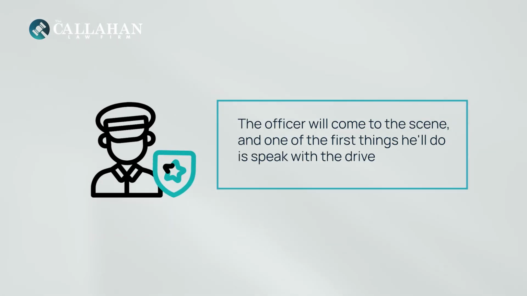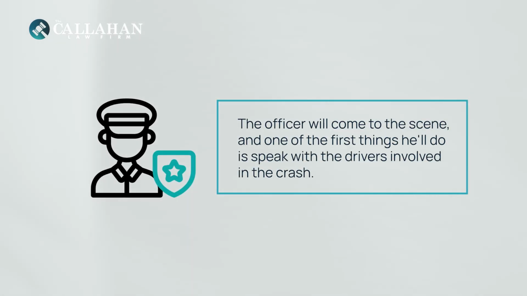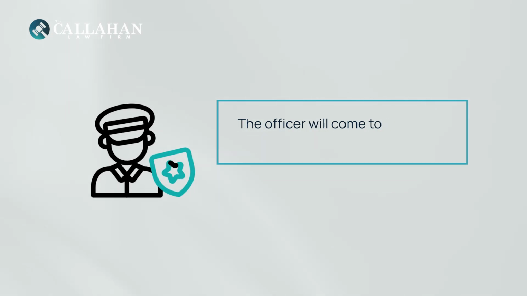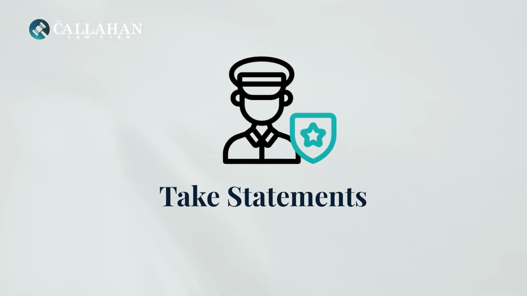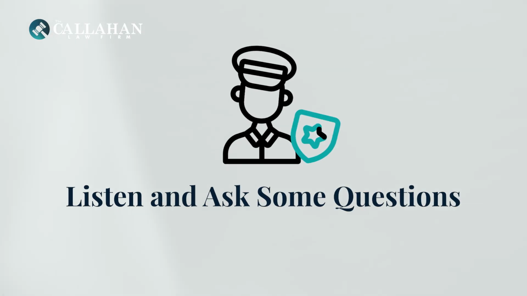So the officer will come to the scene, and one of the first things he'll do is speak with the drivers involved in the crash. And he'll take statements from each. He'll listen to what they have to say, perhaps ask some questions of them. And those are critical pieces of evidence that determine how a police officer decides who is at fault in a crash.